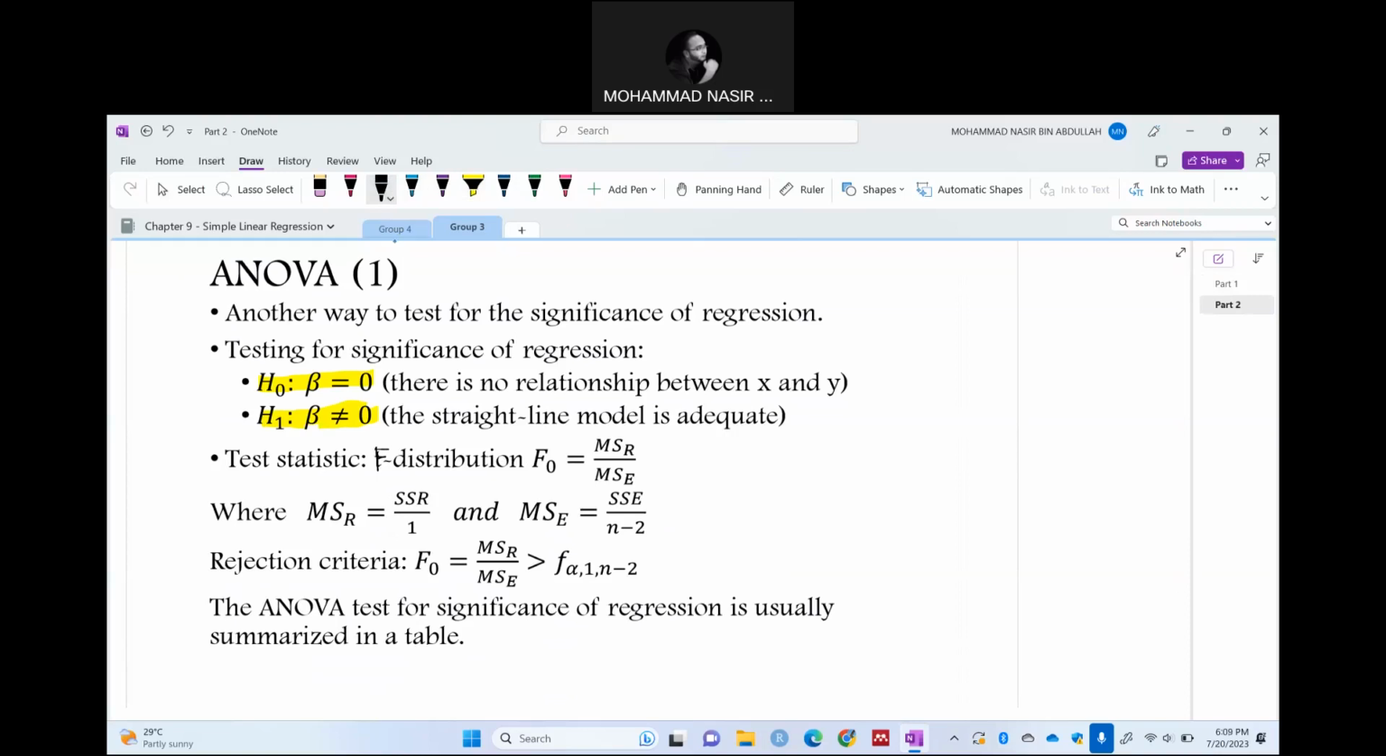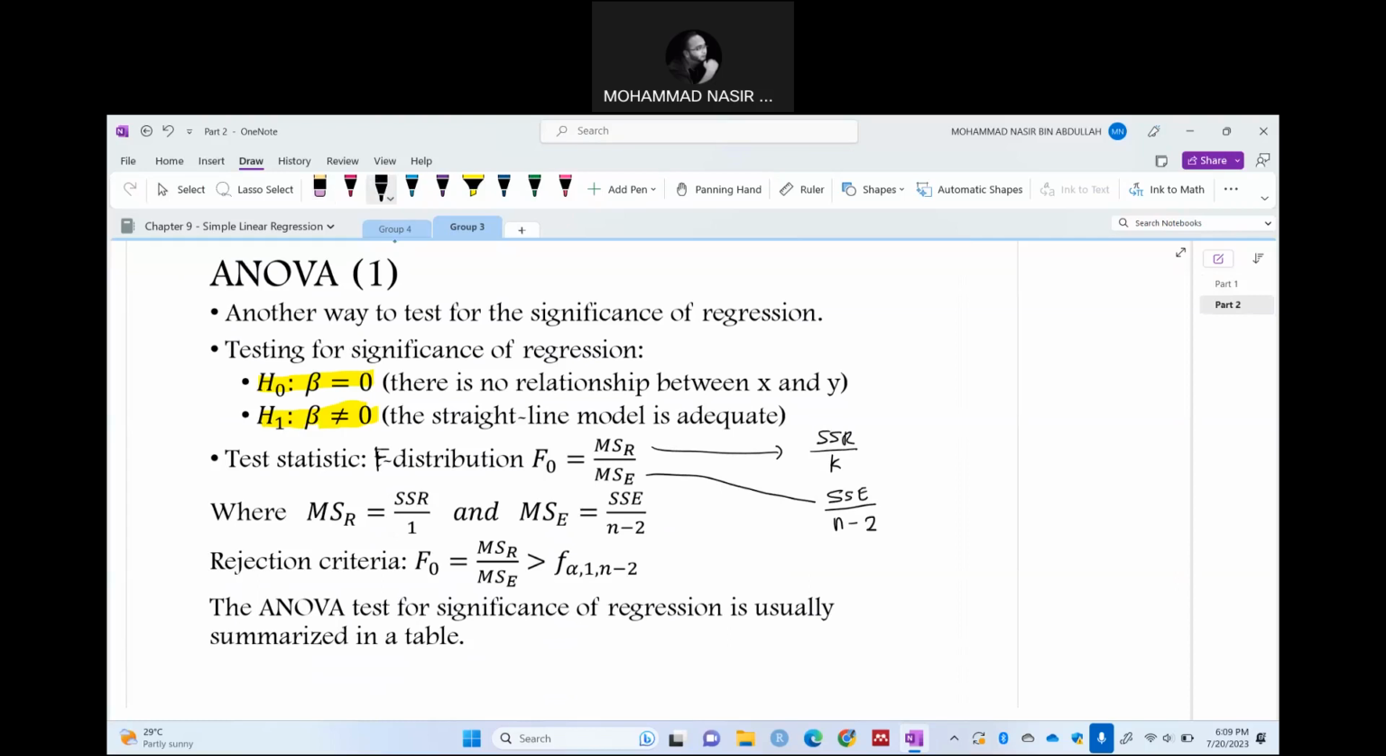F distribution, where F is equal to mean square regression divided by mean square error. Mean square regression, we get from sum of square regression divided by K, where K is the number of variables. Mean square error, we get from SSE, sum of square error, divided by N minus K, or N minus 2.